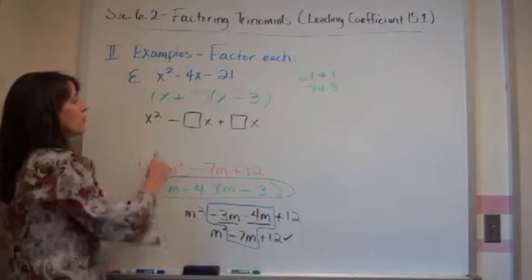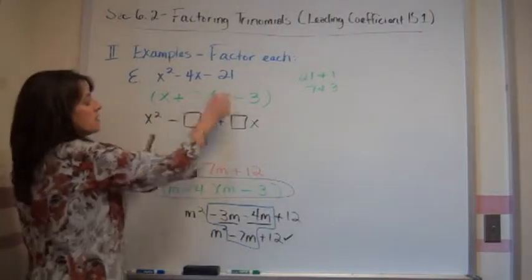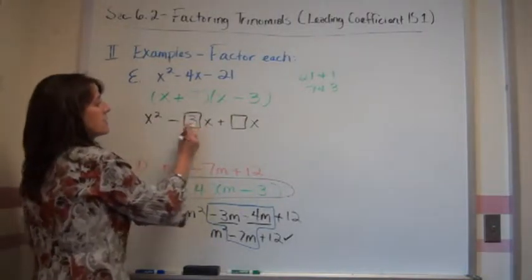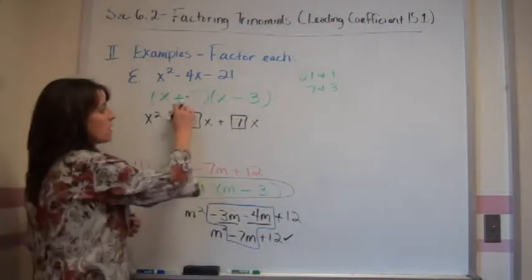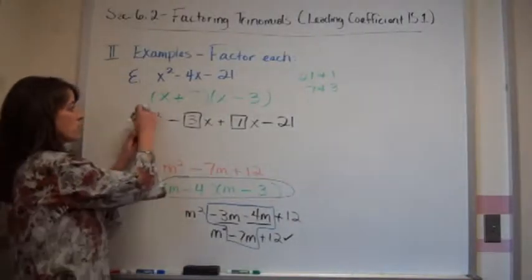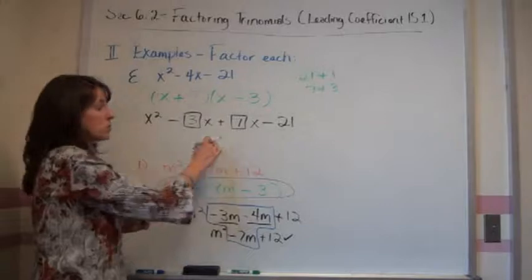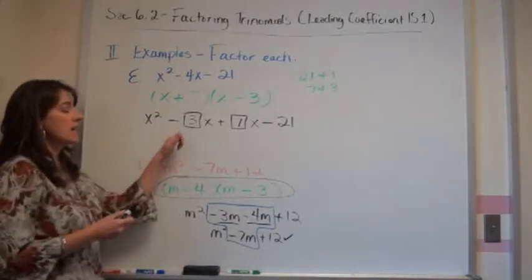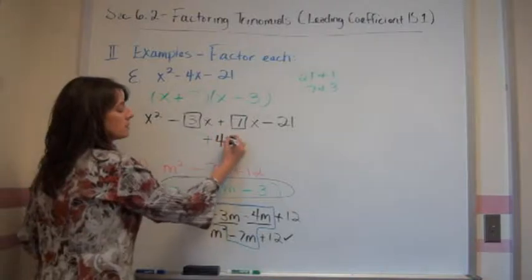So when I do the full FOIL, x times x is x squared, and it better be. And x times negative 3 is a negative 3x. 7 times x is a positive 7x, and in the back, just to be certain, positive 7 times negative 3 is a negative 21. Recall that it's not so important that you check here in the front or in the back. It's right here with those middle terms that I need to worry about. And a negative 3x plus a 7x gives me a positive 4x.